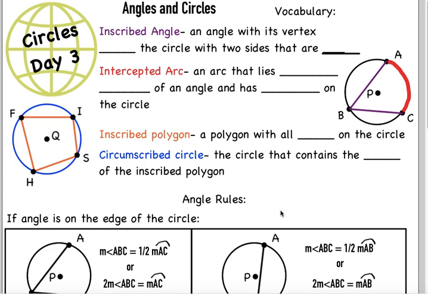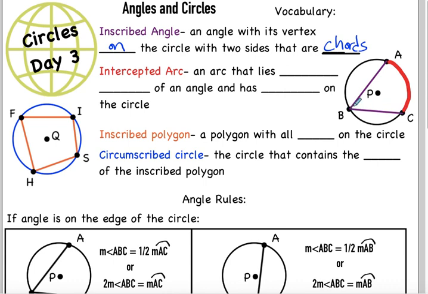Today we're going to look at inscribed angles. An inscribed angle is an angle with its vertex on the circle with two sides that are chords. Those are segments going through the circle. So an inscribed angle is this purple angle in this image, having chord BA and chord BC.